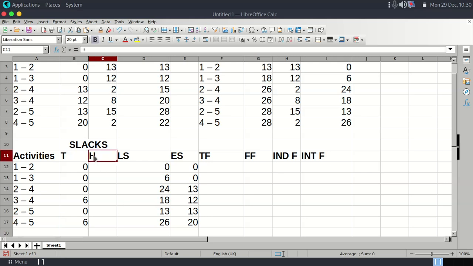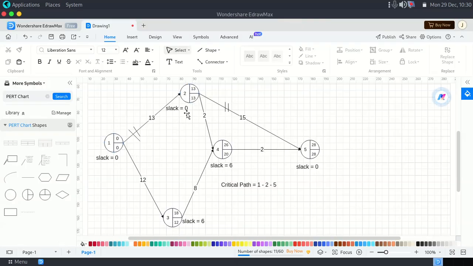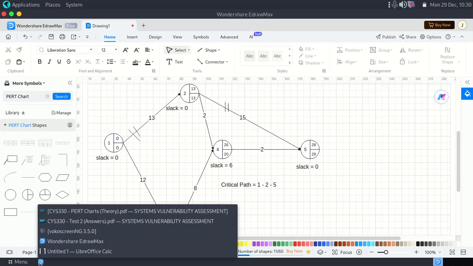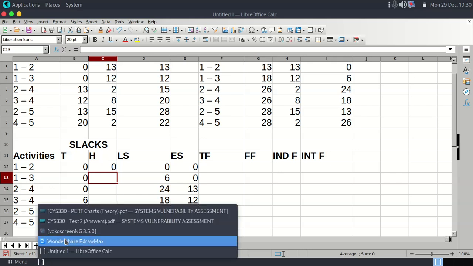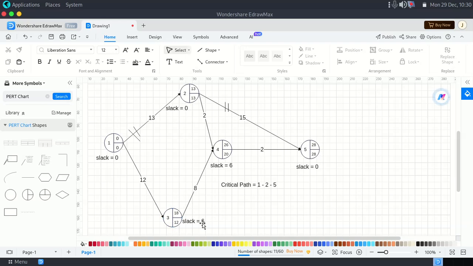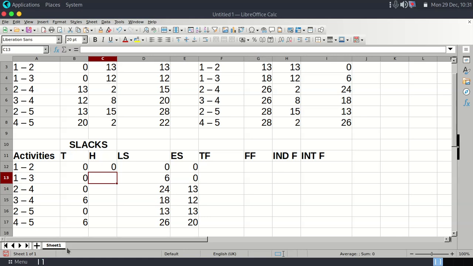Now for the head slacks, these are the things we'll be considering. We'll start with 2. So we'll go where there's 2. You can see that the slack is 0, so we put our 0 here. Then we have 3. What's the slack for node 3? You can see it's 6, so there we put 6.